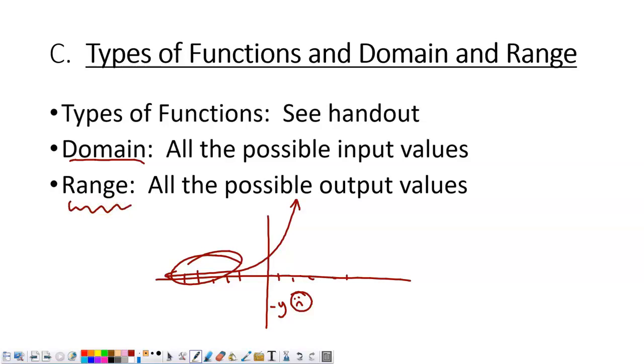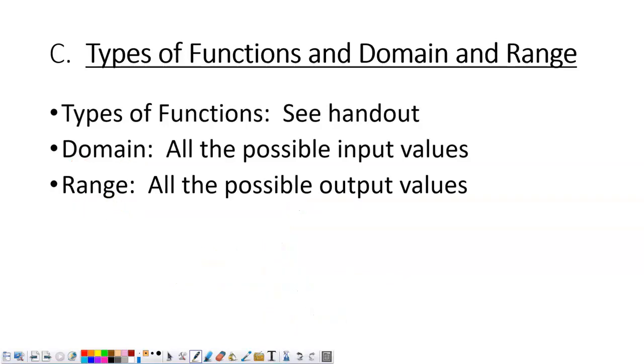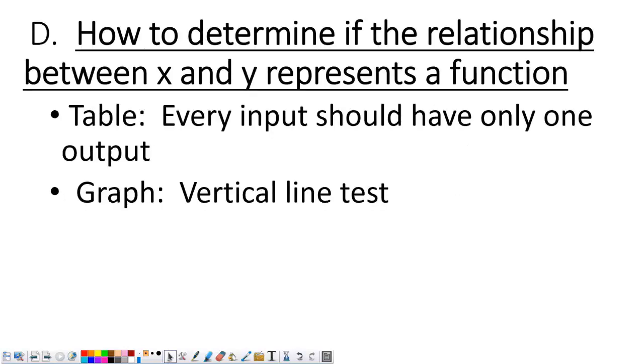The outputs are limited. So we're going to talk a lot about that, so if you're not quite understanding, that's okay. I'm just trying to give you a grasp of the understanding. But basically, domain is all the x values that you could possibly have for a function. Range is all the possible y values that you could possibly have for a function. Okay? So how can you tell if the relationship between x and y represents a function or not? Okay, we're going to look at that question in two ways today. One way we're going to look at it is from a table, and one way we're going to look at it is from a graph.